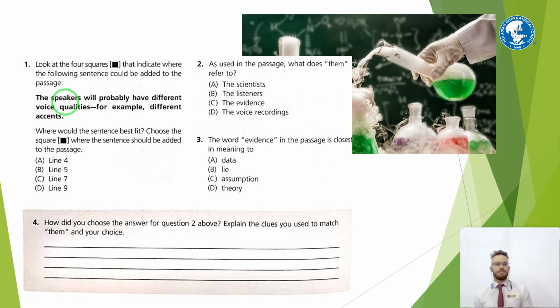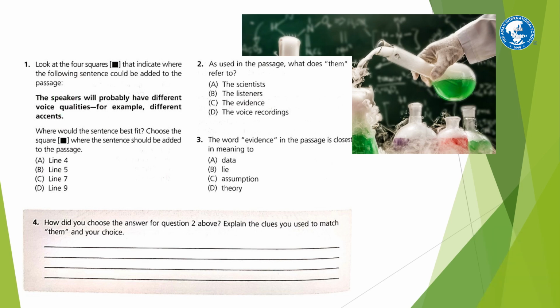Okay, so number 1. The sentence we had to put in this time was, the speakers will probably have different voice qualities, for example, different accents. Would that have gone best in line 4, line 5, line 7, or line 9? The correct answer there would have been B, line 5.